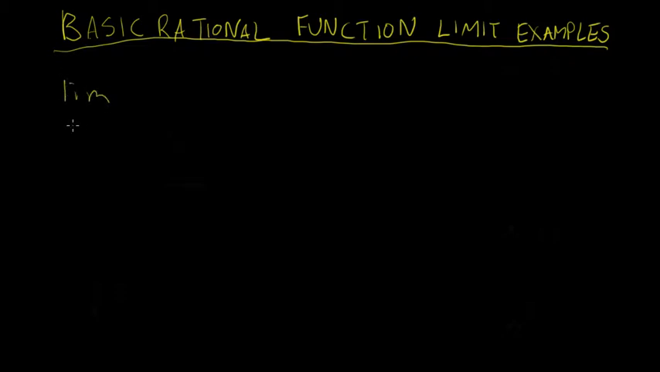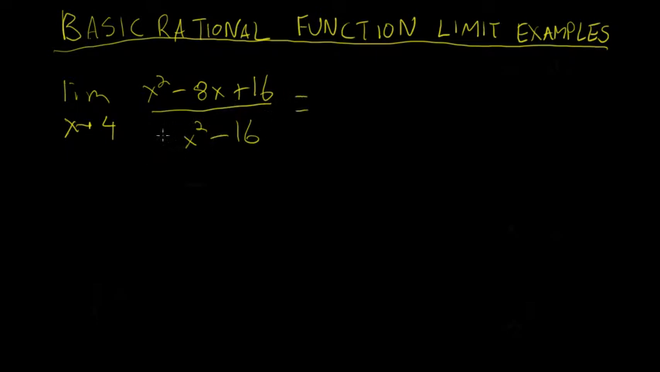Okay, so the first limit we're going to be looking at is the limit as x tends to 4 of x squared minus 8x plus 16 divided by x squared minus 16. So just plugging in 4, and really when we're plugging in 4, we're basically seeing what happens as x gets close to 4. What do each of these terms get close to?